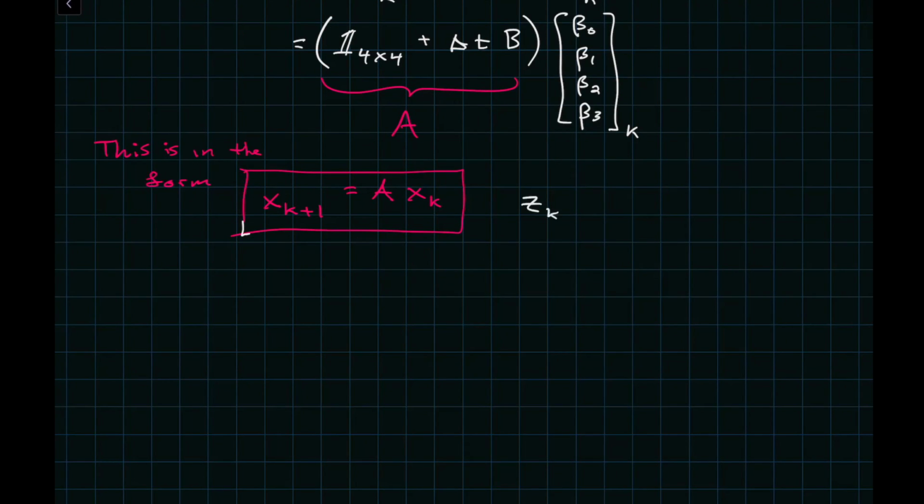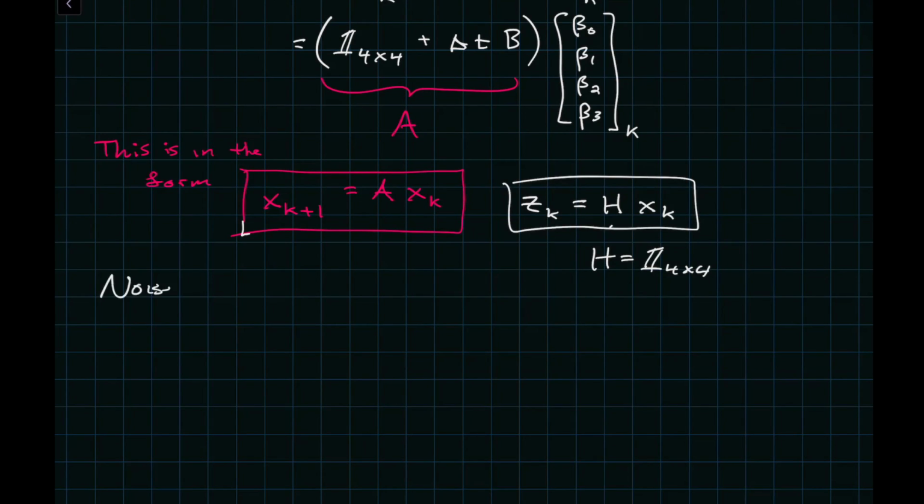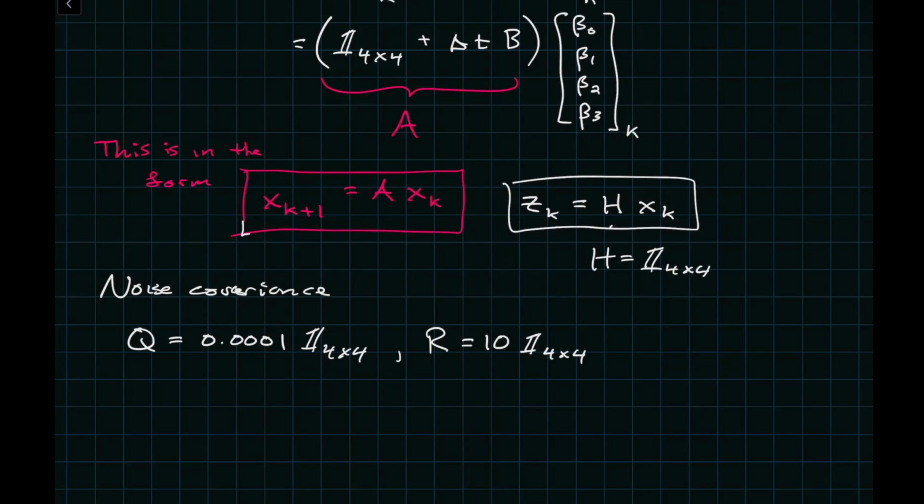So z k, the measurement, equals h x k, but we'll use for h the 4x4 identity. We're using all of the Euler parameters. For the noise covariance, if you don't know, it's just trial and error. In this case, Q is 0.0001, again, times the 4x4 identity. So some kind of small noise in the process error and larger noise in the measurement error. I'm keeping it the same in each of the entries, so R is going to be 10 times the 4x4 identity.